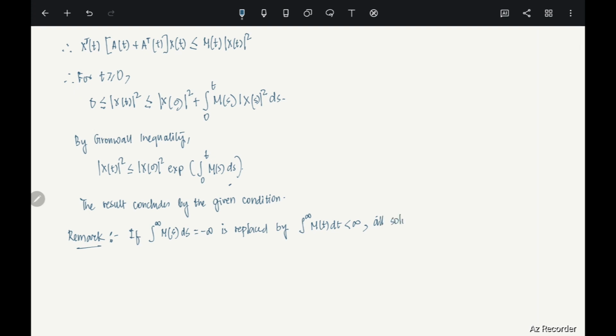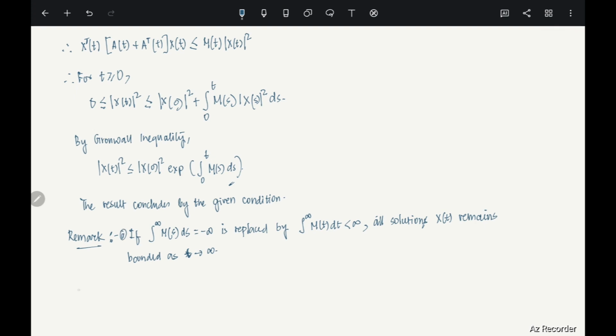All solutions x(t) remain bounded as t tends to infinity. Is this okay? Right? If this is bounded, the exponential of that function is going to be bounded, and then x(t) is going to be bounded. So basically, this is a very, very simple remark from this part. Clear? Okay. We can also say more. Yes, we can also say more. That this is A.